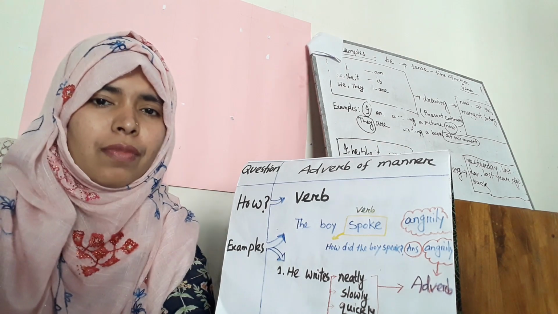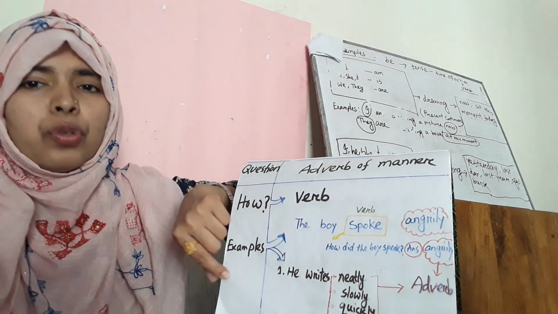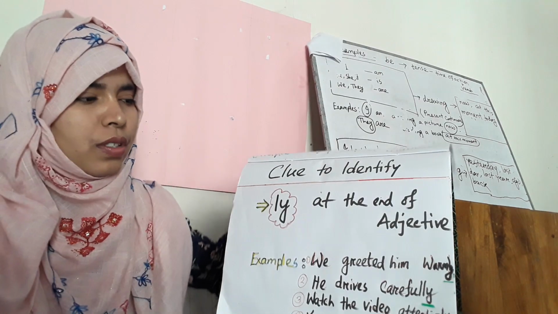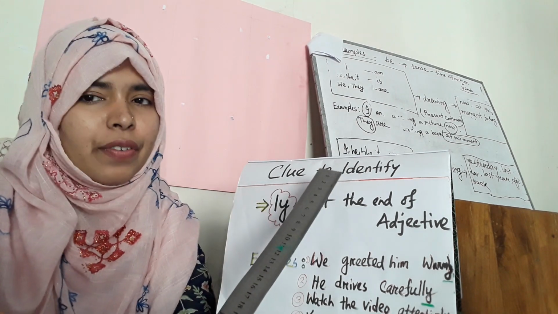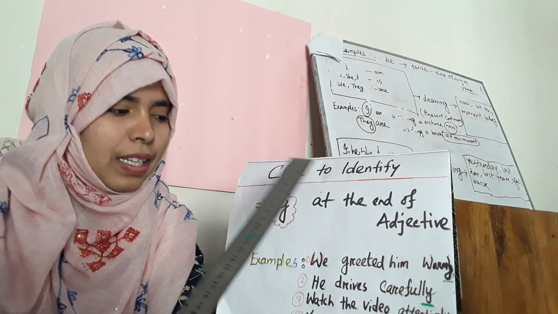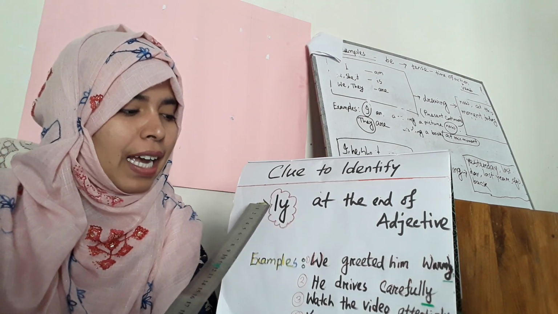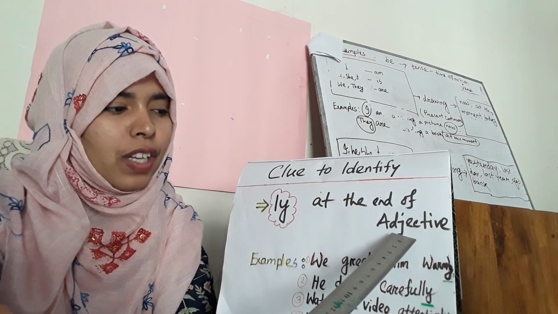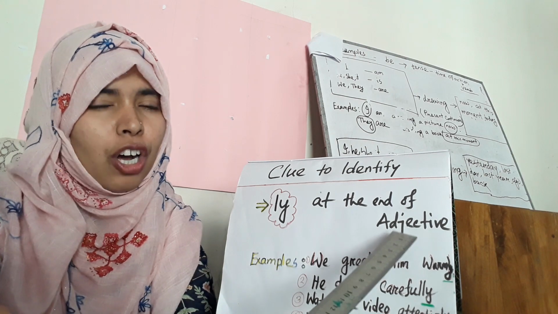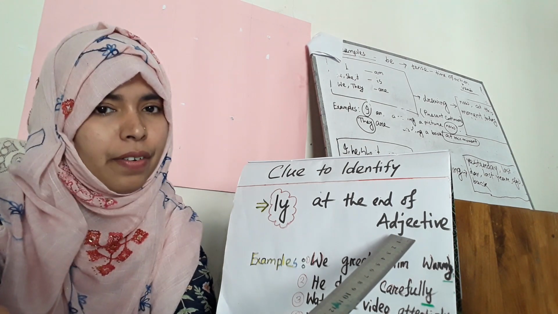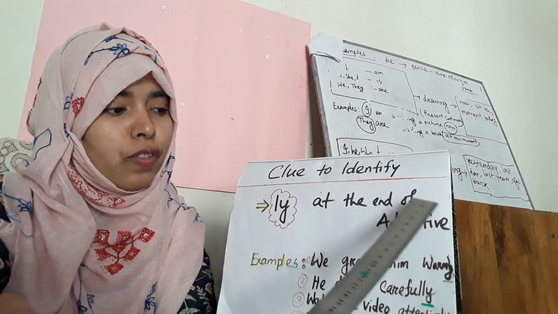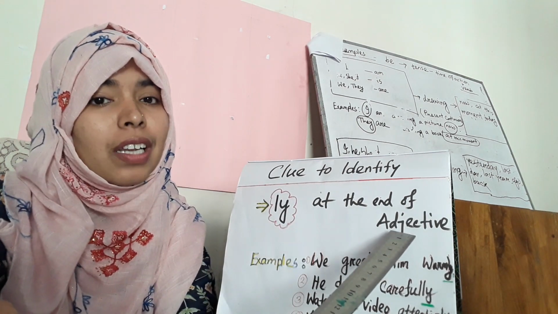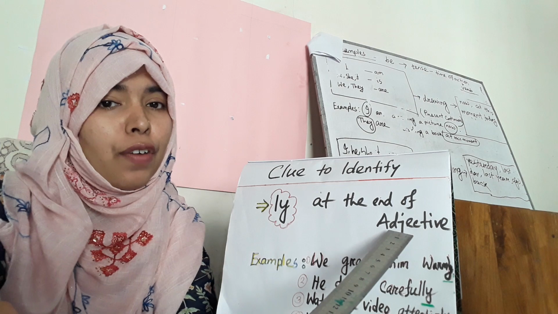Okay, now we will know how to identify adverbs. I have written a clue to identify. So do you want to know? Well, let's see. If we find ly at the end of the adjective, we will call it adverb of manner.